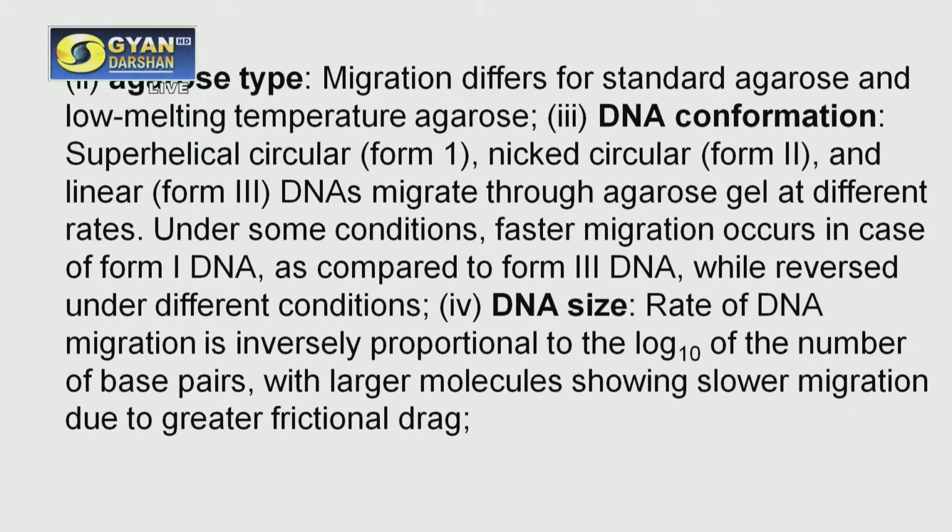Supercoiled DNA will be the fastest running, linear form in between, and the nicked circular will be the band which is the slowest. So first, the fastest will be supercoiled, then linear, and then nicked circular. Size of the DNA: if the DNA molecule is larger, then the migration will be slower, and vice versa. If the DNA is smaller, base pair is less, it will migrate faster. So the relation is, it is inversely proportional to the logarithm base 10 of the number of base pairs.